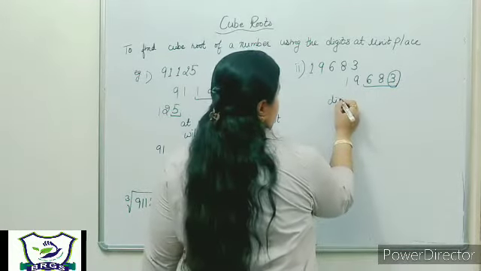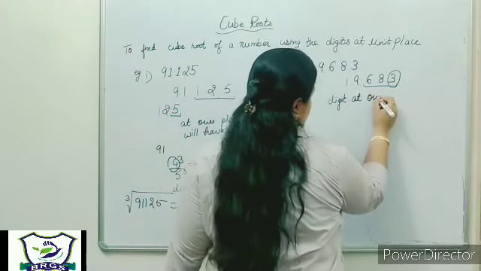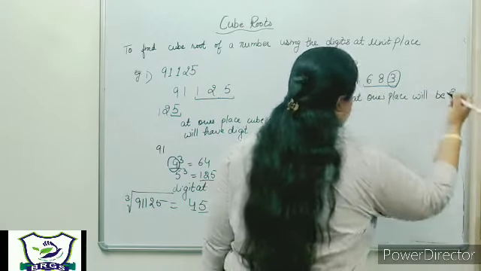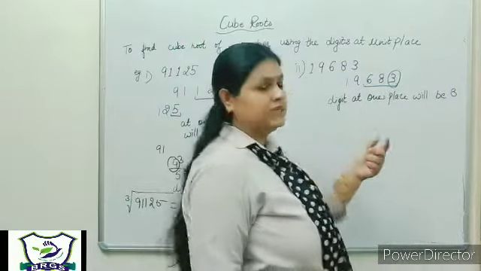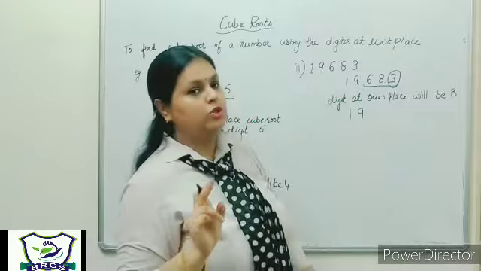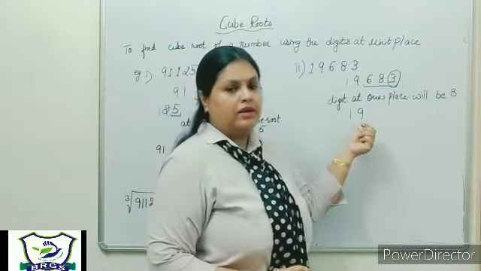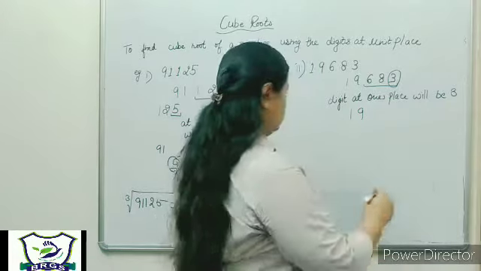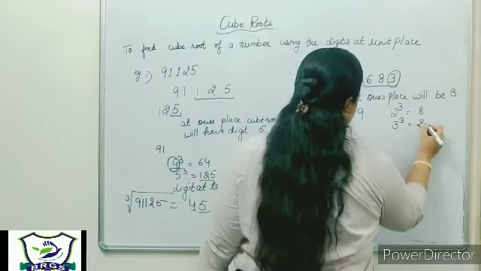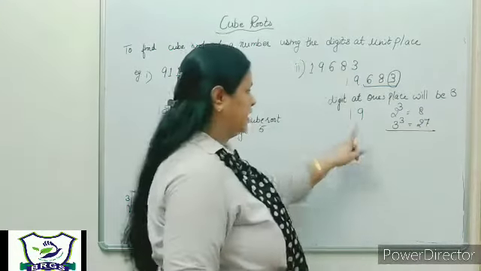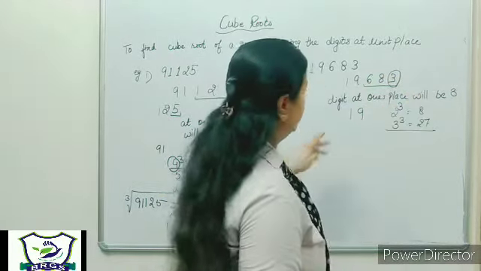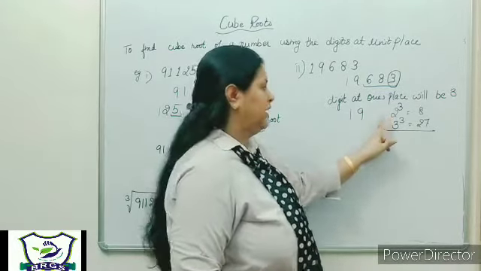So the digit at ones place will be 7. Now the next one is we have to find the digit at tens place. What is left now? 19. So largest number whose cube is either equal to 19 or less than 19. So cube of 2 is 8. Cube of 3 is 27. So now cube of 3 is greater than 19. We are not going to take it. So we will take this one. 2 cube is equal to 8. It means digit at tens place will be 2.